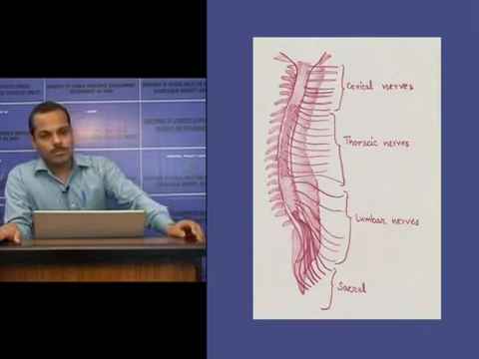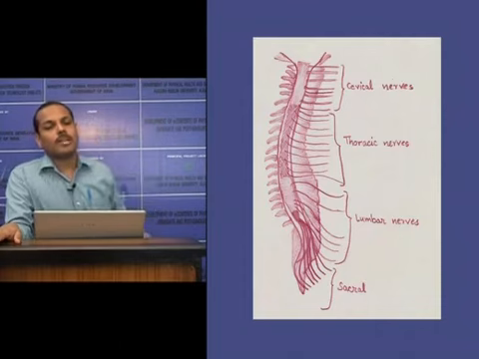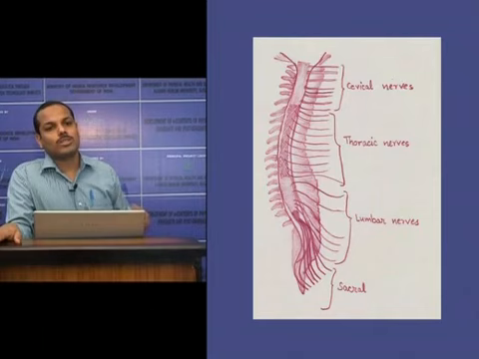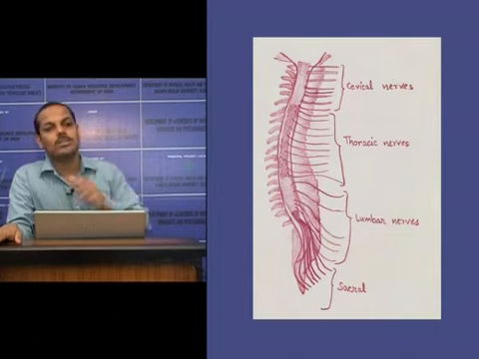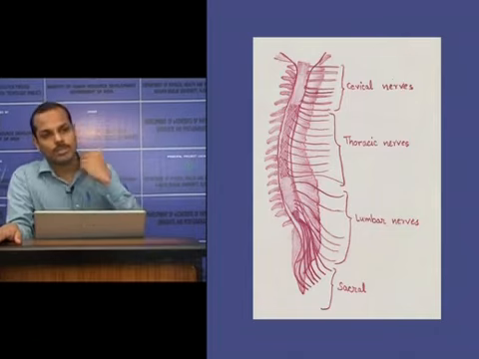Now, the spinal cord is shorter than the vertebral column. So the nerves that arise from the lumbosacral and coccygeal region of the spinal cord do not leave the vertebral column at the same level as they exit the cord, because the spinal cord is short when compared to the vertebral column.